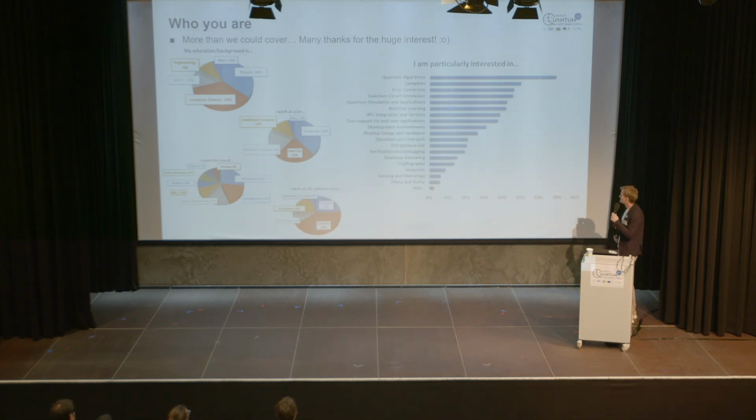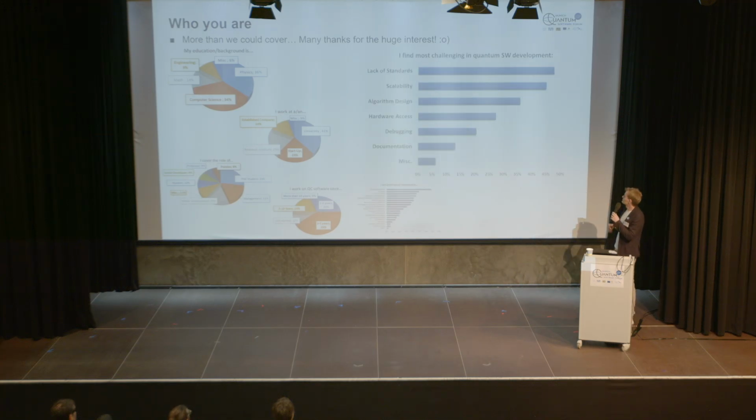A couple of things you're particularly interested in, of course: quantum algorithms, compilers, error correction. This is important. This was not a big thing 2 years ago. Everyone recognizes now we need software for error correction as well. So you can see all the stats here. We're going to share that later on the web page as well. And last but not least, what are the challenges?